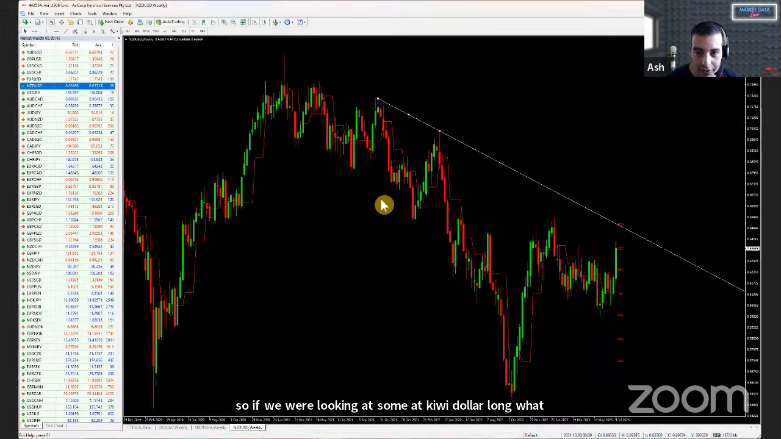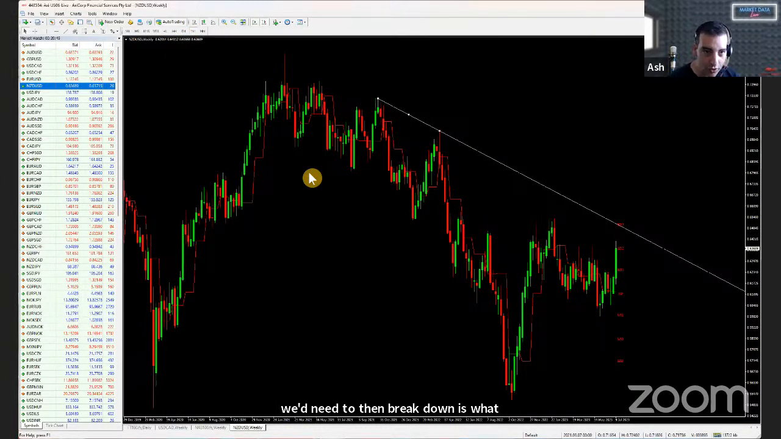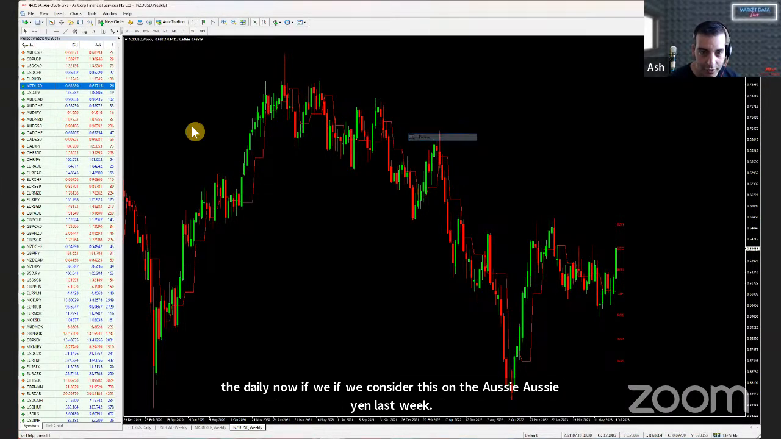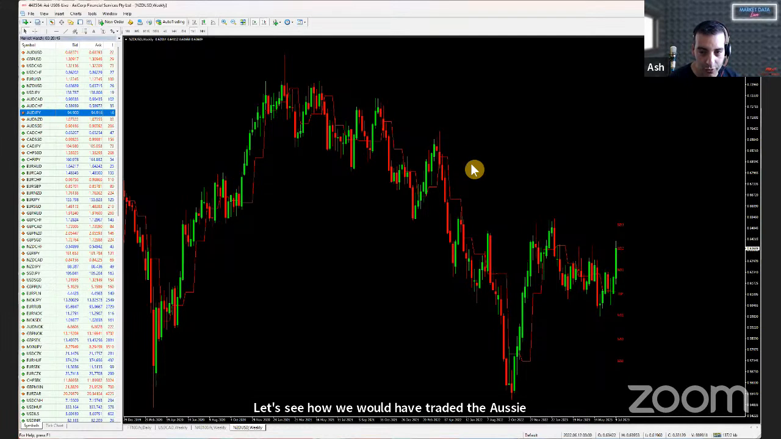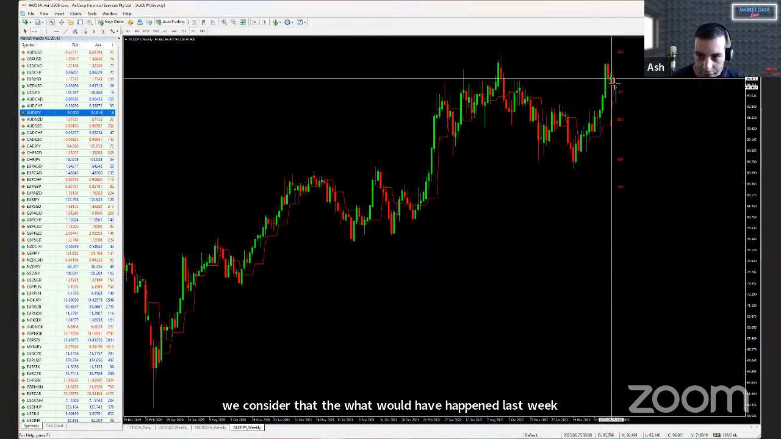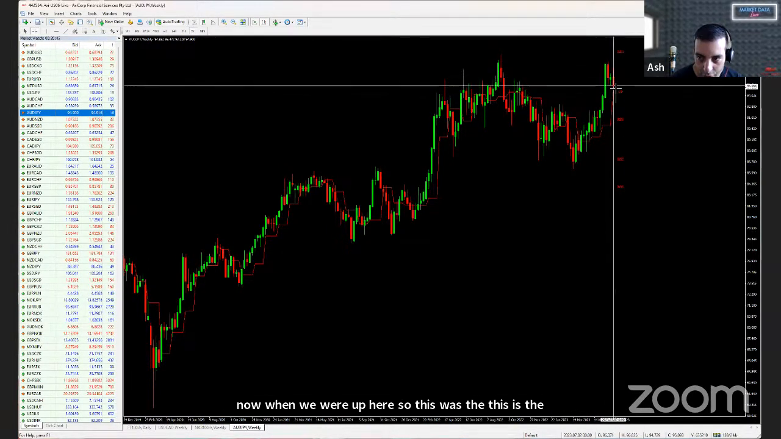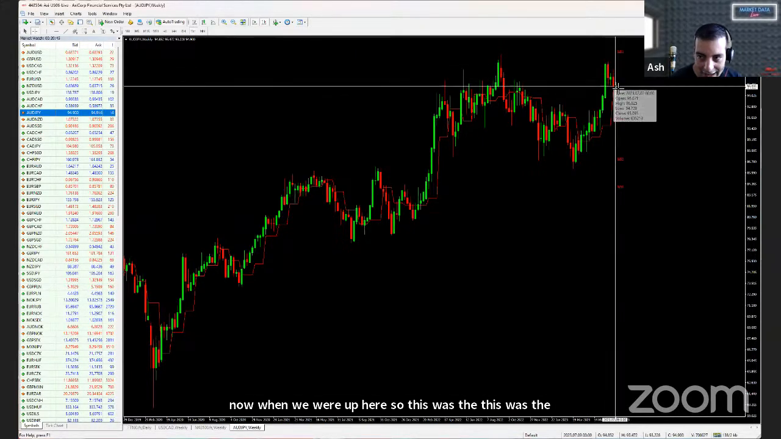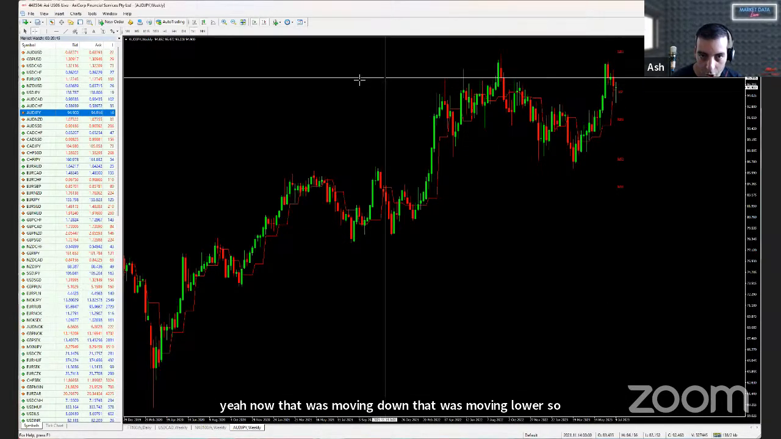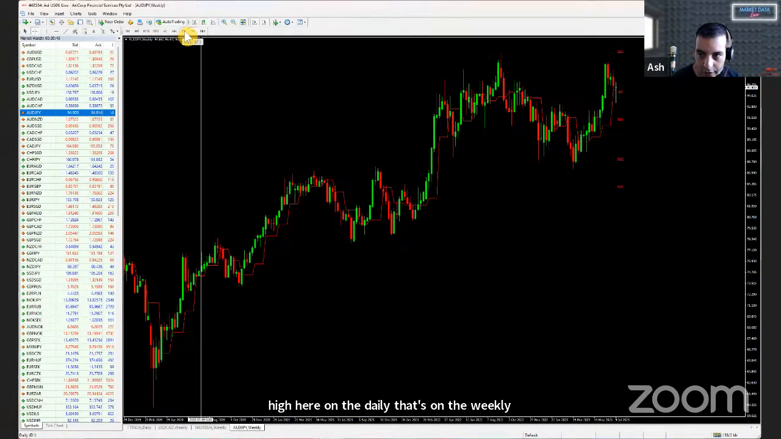So if we were looking at Kiwi dollar long, what we'd need to break down is what happens on the daily. Now, let's see how we would have traded the Aussie yen last week with a bias to the upside. So we know we're looking for Aussie dollar long, euro dollar long, and Kiwi dollar long. If we consider what would have happened last week, this was the bar on the previous week for the Aussie yen. That was moving lower, so we could have looked for a lower high here on the daily. That's on the weekly chart, so we look at the daily.